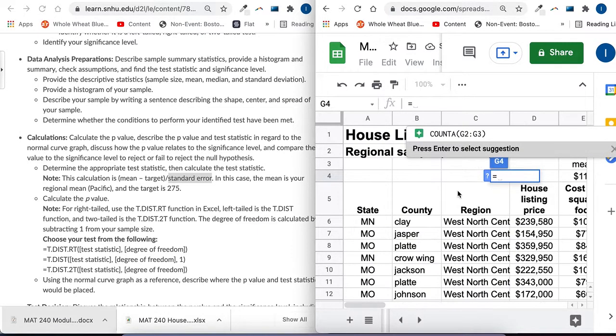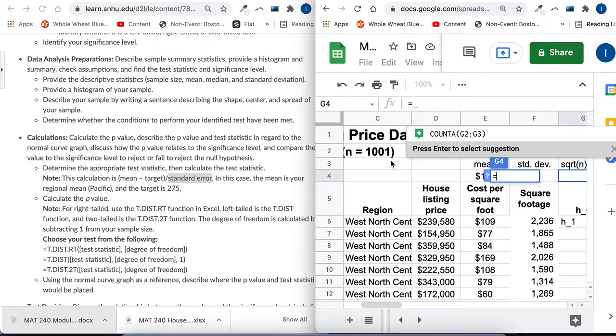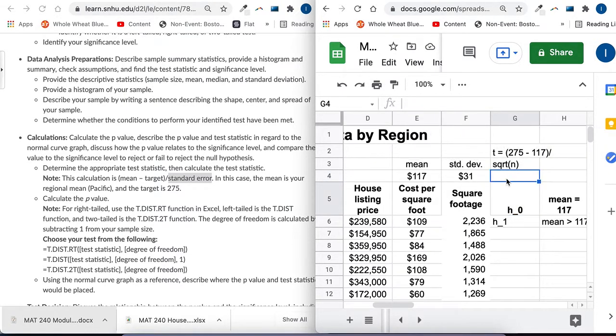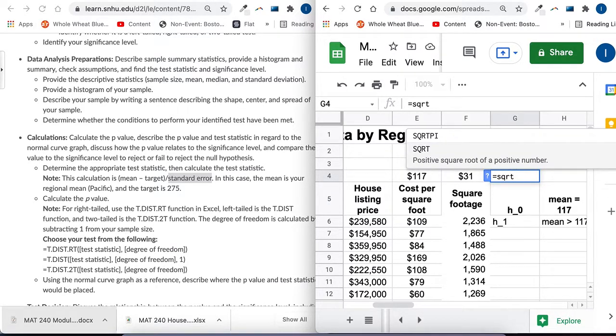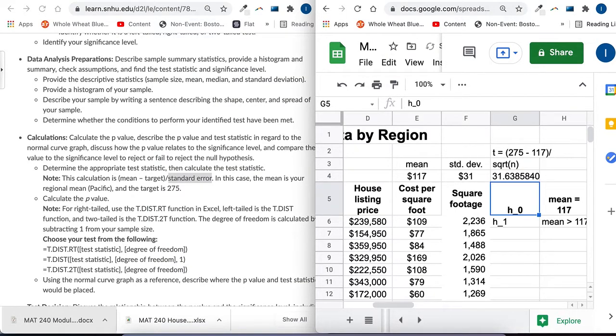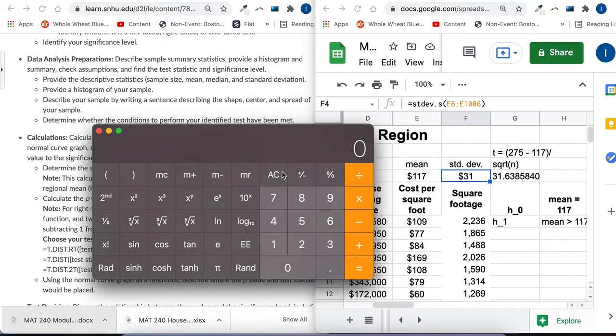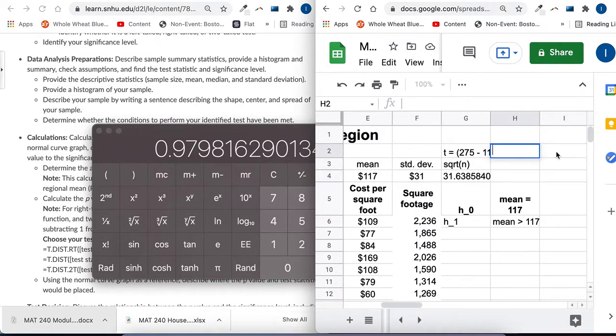So our sample size, they say, for all these regions is 1001, right? So if we need to know what the square root of n is, I'm going to type equals sqrt, open the parentheses, 1001, close the parentheses, and then Excel can calculate the square root for us. And now we're finally ready to calculate the standard error. The standard error is found by taking the standard deviation and dividing it by the square root of n. So 0.979, I'm going to say 0.98, just to approximate.